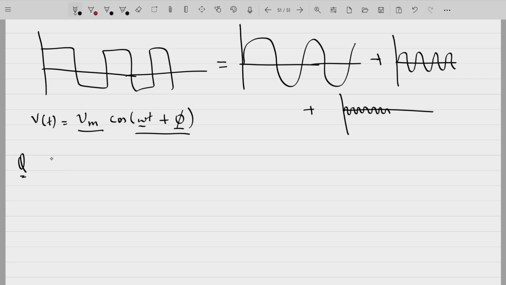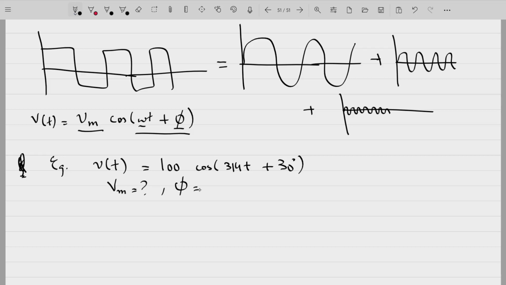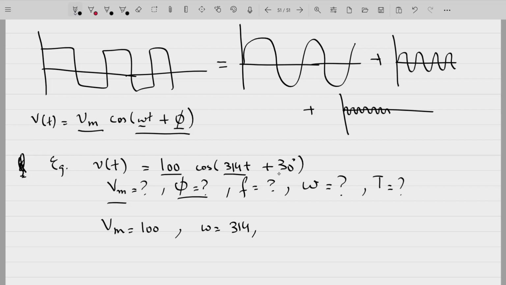Say for example, this is a simple example. Let Vt is equal to 100 cos of 314 t plus 30 degrees. So you have to tell me what is the magnitude of this, what is the phase of this, what is the angular frequency of this, what is the frequency of this. Fine. So Vm is directly 100, omega is 314. You can also tell me the time period of this. Okay? Phi is 30 degrees.